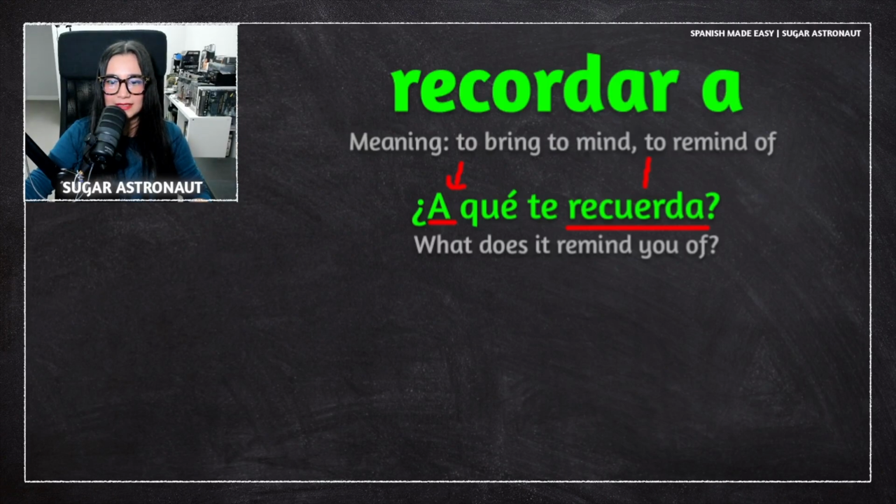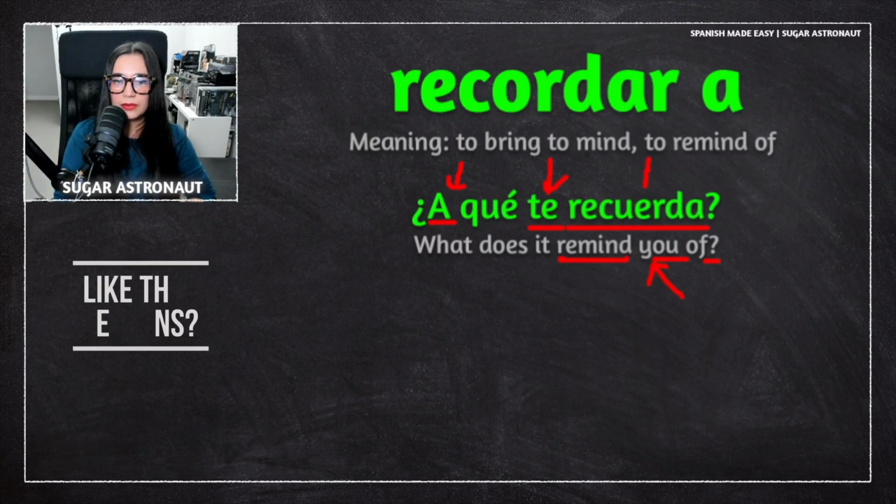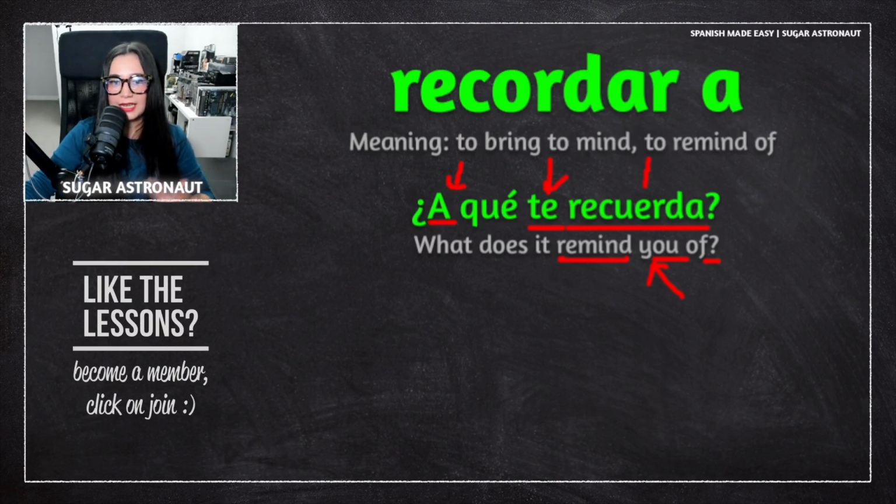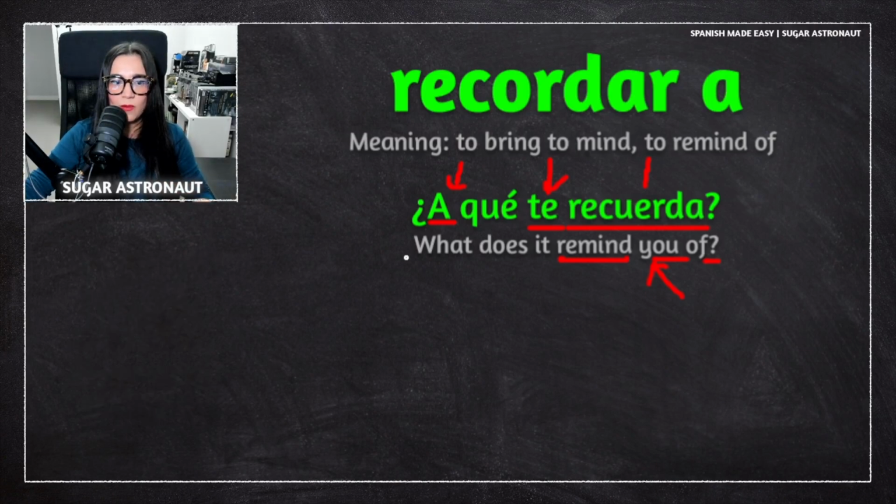Recuerda, remind you of. You is here, te. I know you in Spanish can be tú, but it can also be te. It depends on the verb, the question, and what you want to say. We really don't have "does", but we have what. Remember, in Spanish we don't have does or do, the verb do in questions. So we just need what, te, and then recordar a. ¿A qué te recuerda? What does it remind you of? That is the question here.